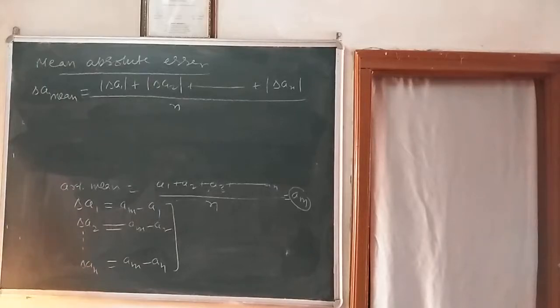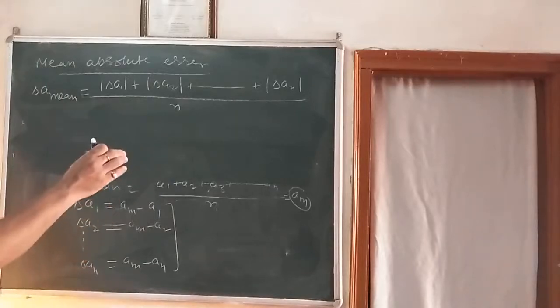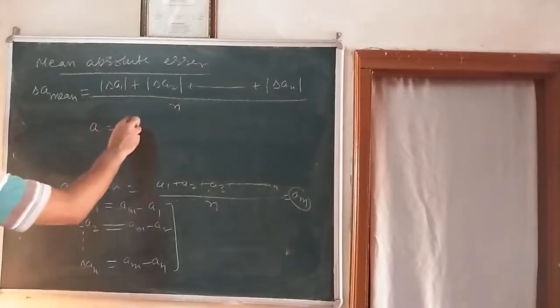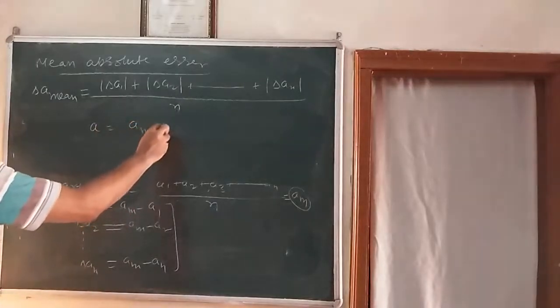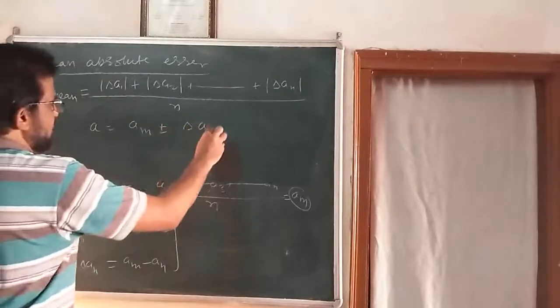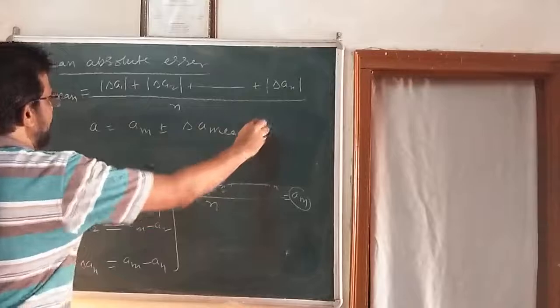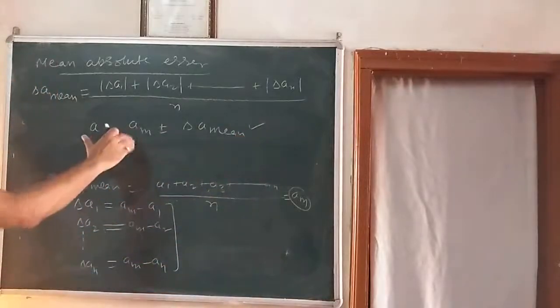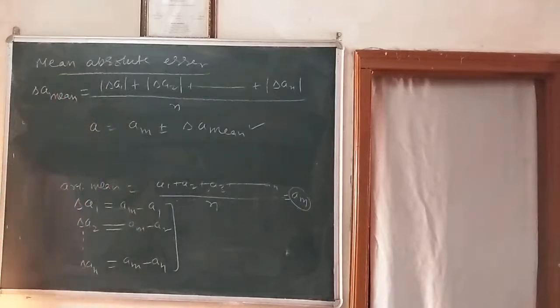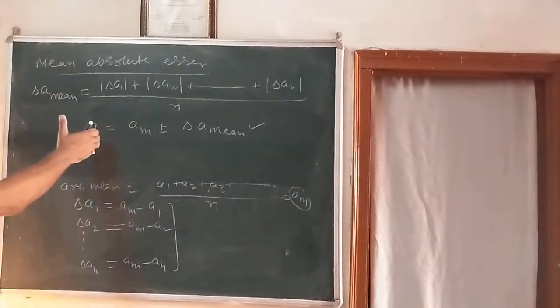Hence the final result of the measurement may be written as A is equal to A mean plus or minus delta of A mean. This is the final result. A mean we calculated earlier, and delta of A mean comes from here. So this is the value of A.